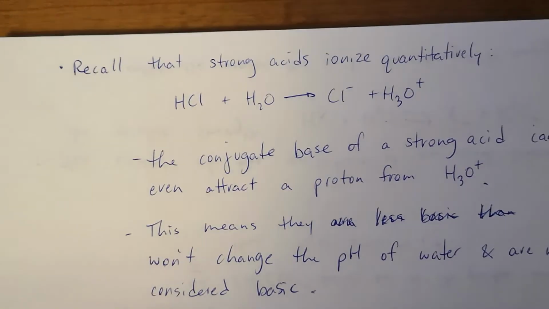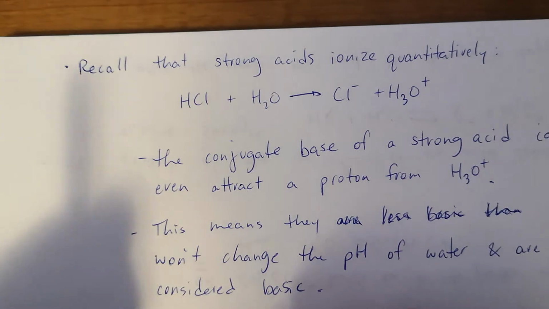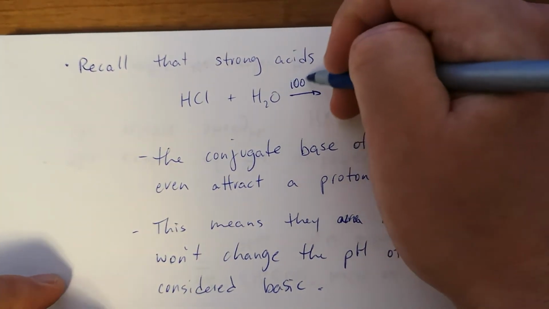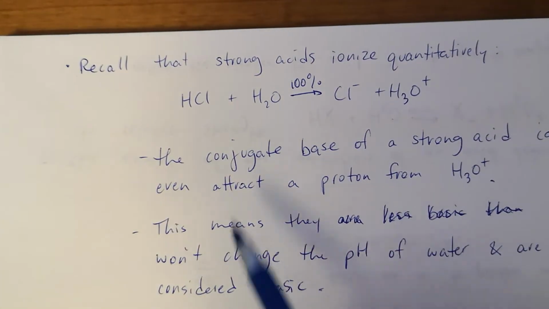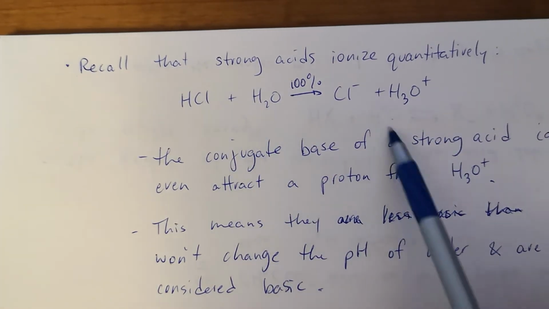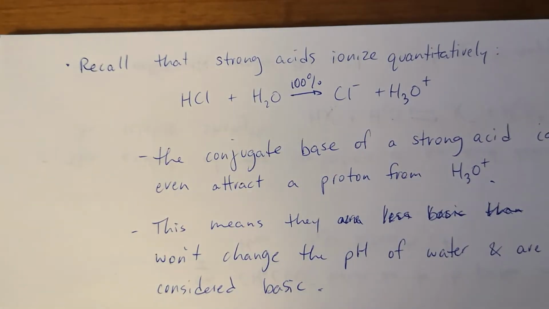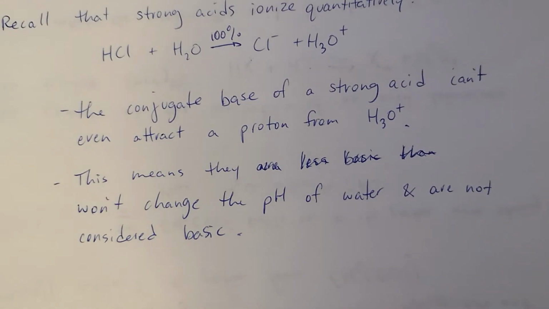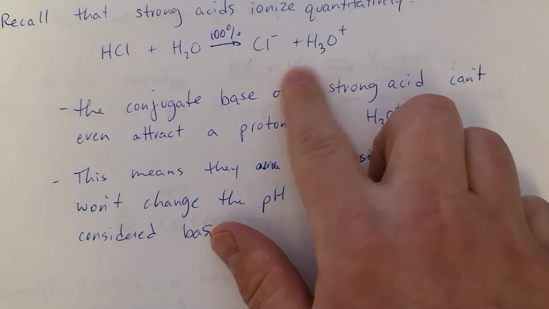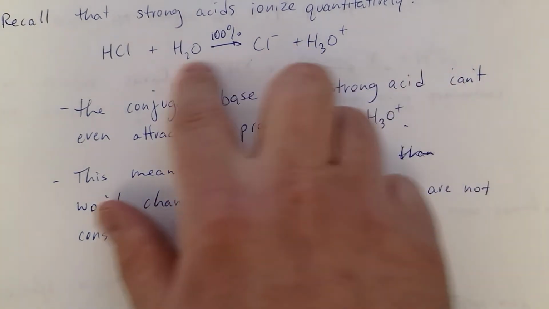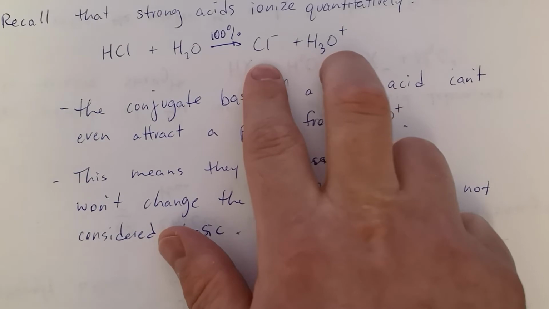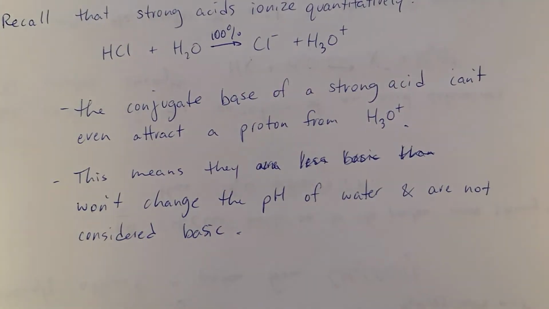One thing I don't want you to forget is that strong acids ionize quantitatively. That's why it's a single arrow, so that's 100% yield. Okay, so hydrochloric acid's a strong acid. All of it will ionize with water, and you'll be left with chloride and hydronium. Now check this out. The conjugate base of a strong acid can't even attract a proton from hydronium, the strong acid, okay, because the reverse reaction doesn't occur. This means that if you put chloride in water, it doesn't affect the ionization of water because it contributes nothing to it. It will not affect the pH of water.